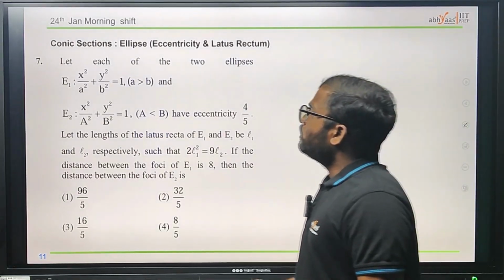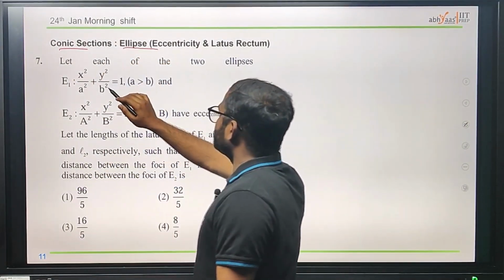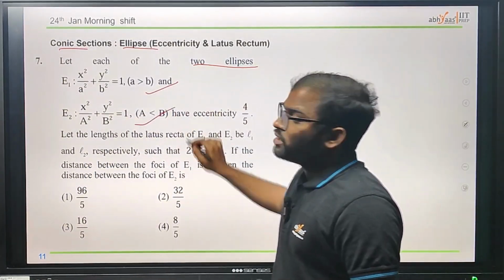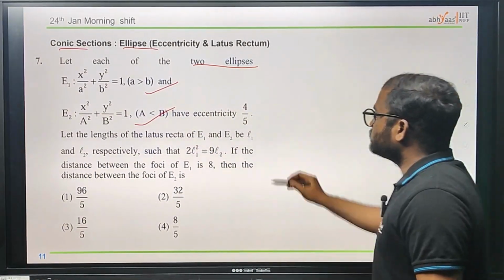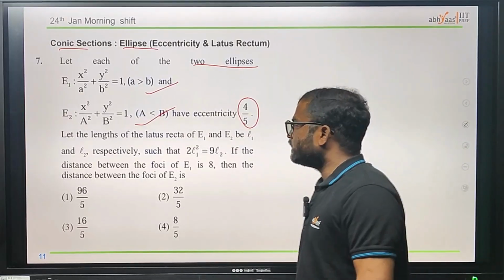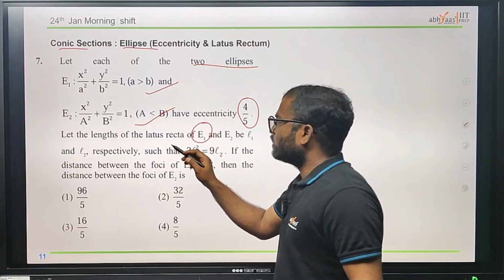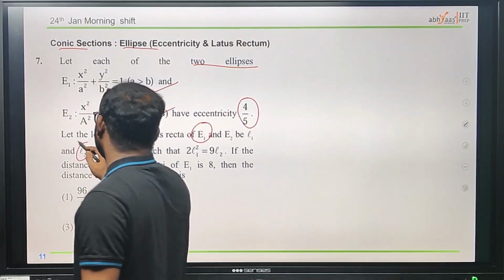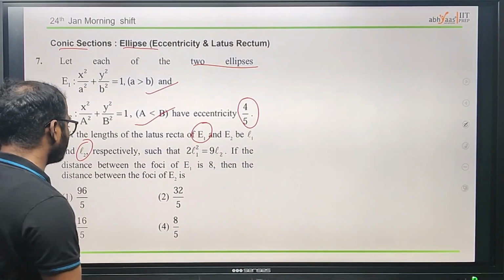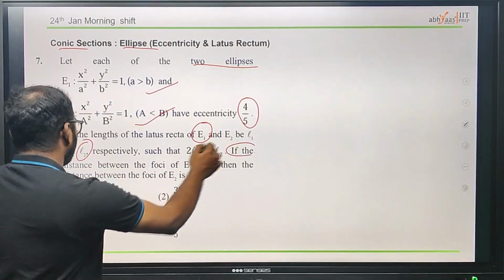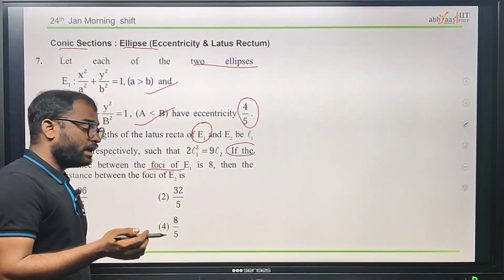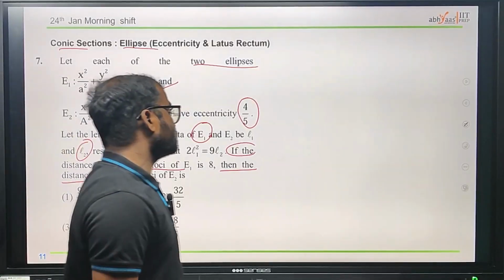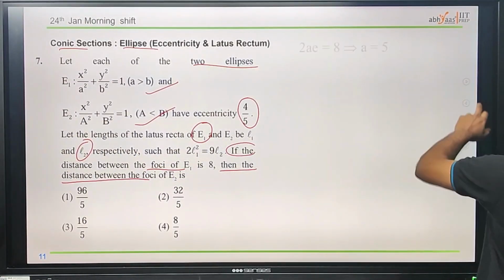Next thing, conic sections, which is ellipse, based on two ellipses, one horizontal and one vertical. I have eccentricity as 4 by y. Ultimately, if you observe, they have given E1 and E2, and we need to find the L1 and L2 respectively, in order to substitute those values. If the distance between the foci of E1 is 8, then what is the distance between the foci of E2? They are asking the distance between the foci of E2. They already gave E1.